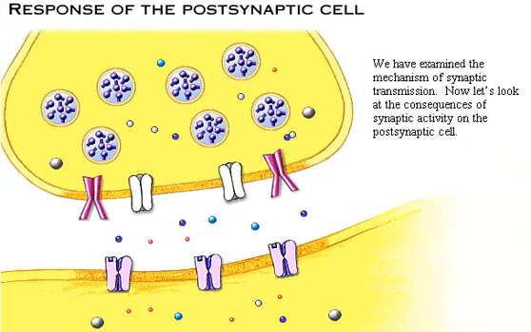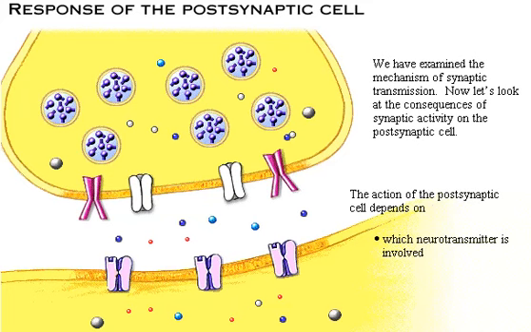We have examined the mechanism of synaptic transmission. Now let's look at the consequences of synaptic activity on the postsynaptic cell. The action of the postsynaptic cell depends on which neurotransmitter is involved and the specific receptor found on that cell.